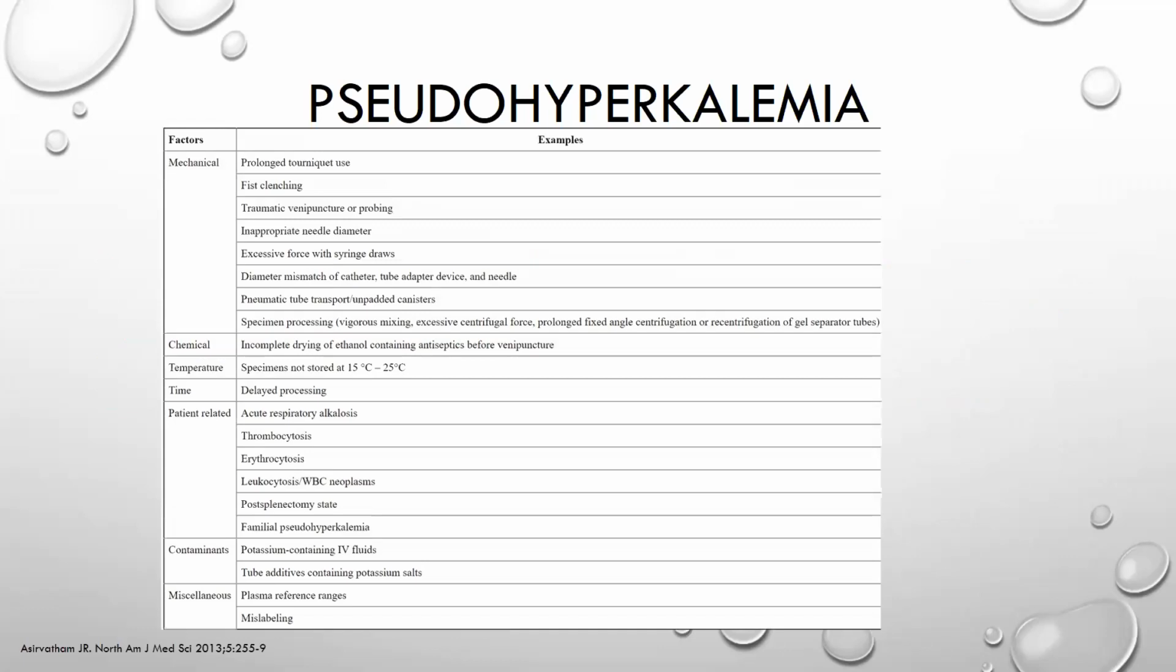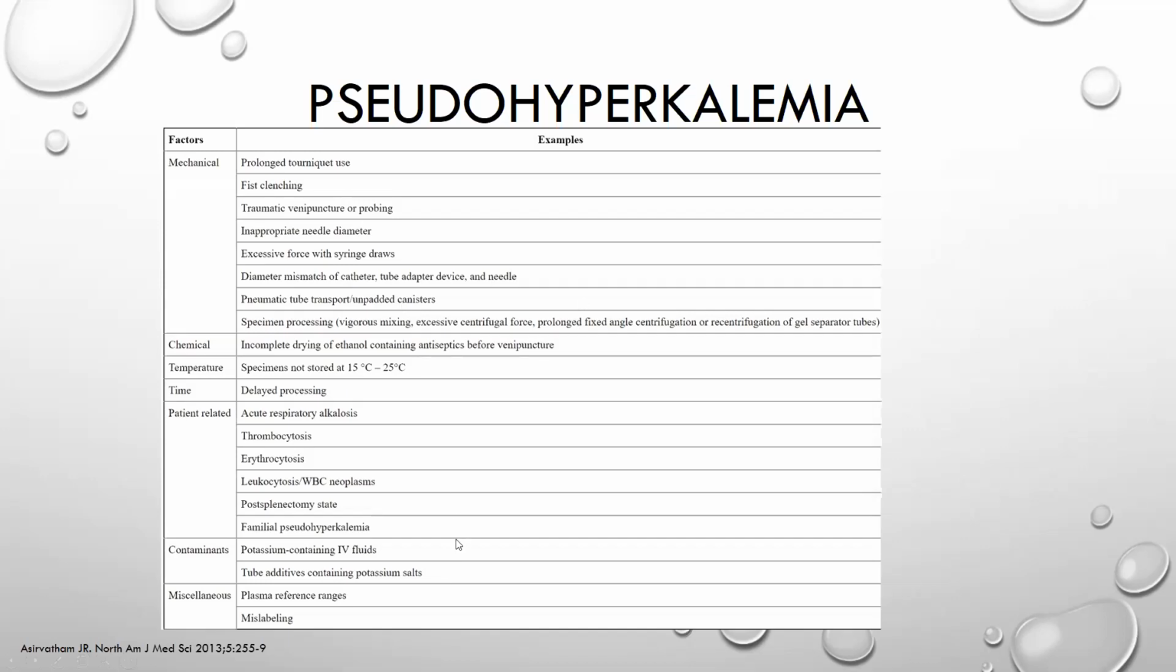Right. Well, let's talk about pseudohyperkalemia. Commonly, this is well known. You put a tourniquet on for too long when you draw someone's blood. This doesn't happen in the ICU, but in the outpatient setting, they're clenching their fists and whatnot. Alcohol is a huge one. You wipe their skin with alcohol, you don't let it dry, so that can cause hemolysis.